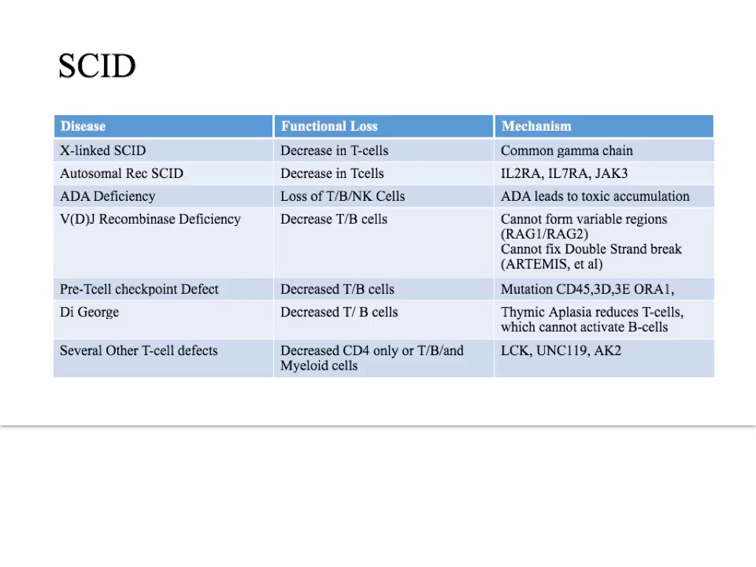Now we're going to start on adaptive, and we're going to start first with the several different kinds of SCID, severe combined immunodeficiency. This is Bubble Boy. What I think a lot of people that have looked at the immunodeficiencies don't realize is that there is more than one type of SCID. You can have X-linked SCID, which is what most people think of. You can have autosomal recessive SCID, ADA deficiency, VDJ recombination deficiency. You can have defects in pre-T cell checkpoint. DiGeorge syndrome is considered SCID. Then there are several others that I won't even cover.